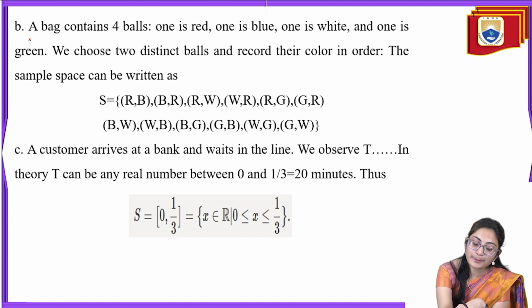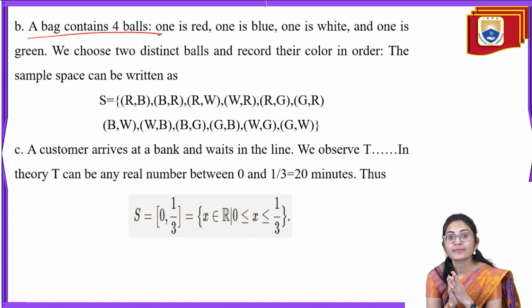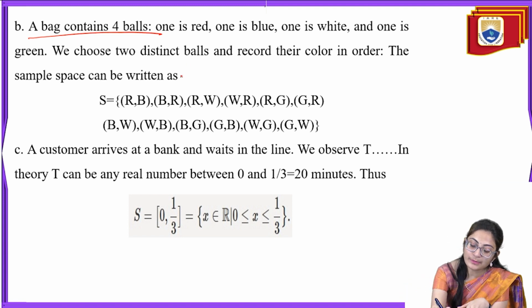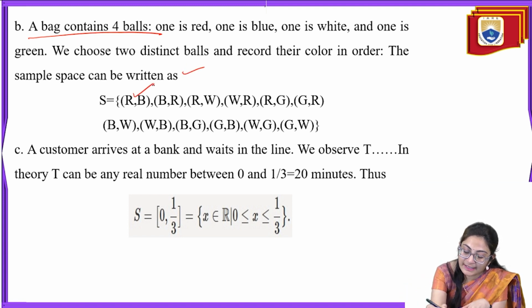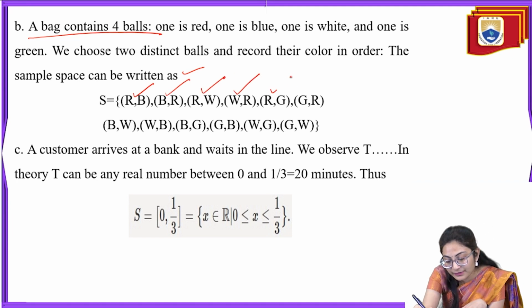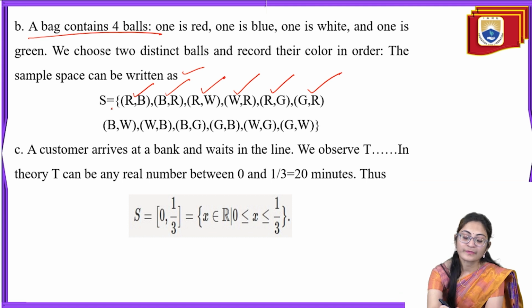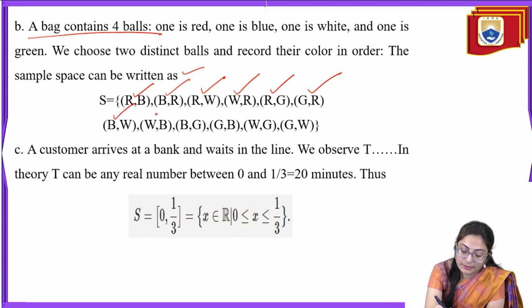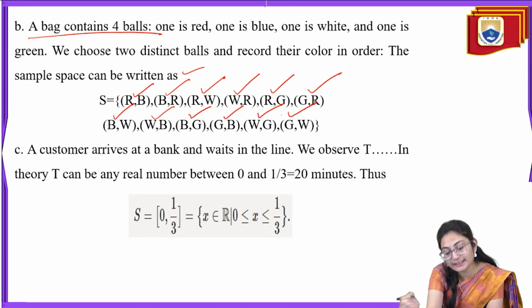Now the second one is a bag contains 4 balls. Here one red, one blue, one white and one green. Now we choose 2 distinct balls and record their colors in order. The sample space can be written as RB, red blue, blue red, red white, white red, red green, green red, then blue white, white blue, blue green, green blue, white green and green white.